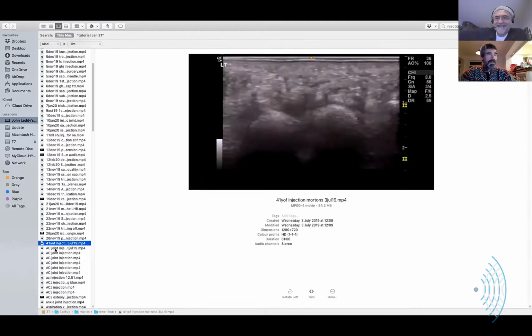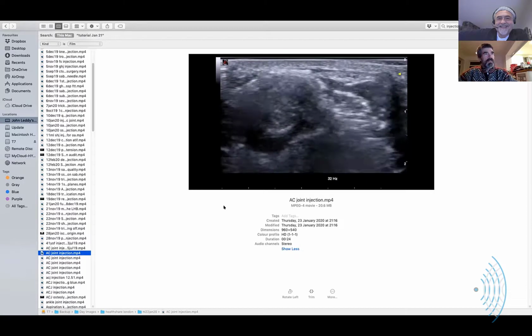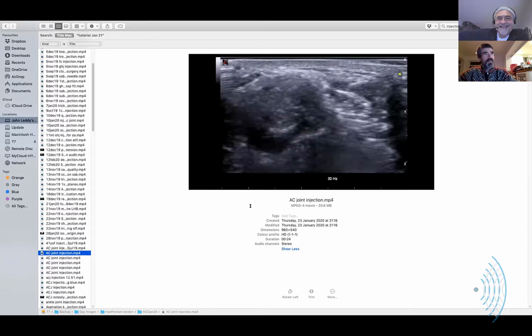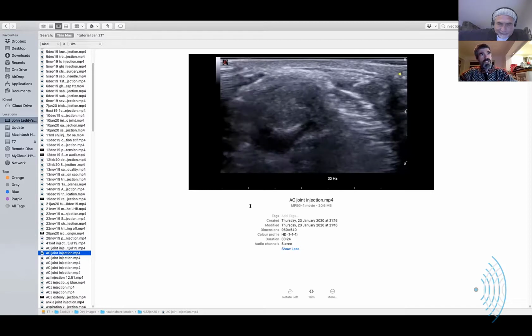You get tired of it being difficult, and you try and think of why it has to be that way, and then you go through. So this is the approach I use for the AC joint. So I get the AC joint in long section.